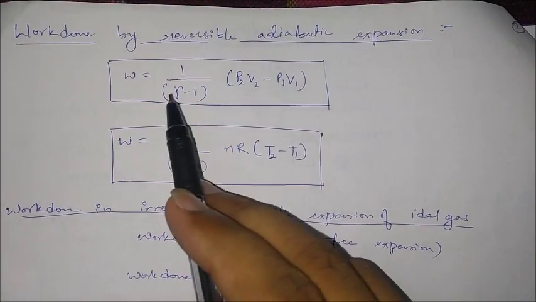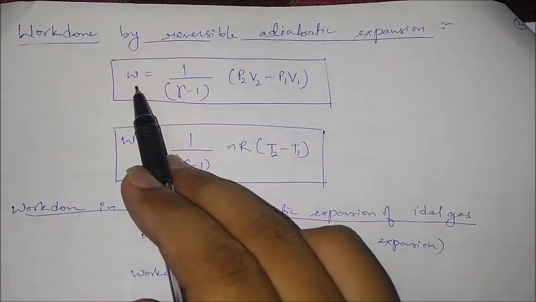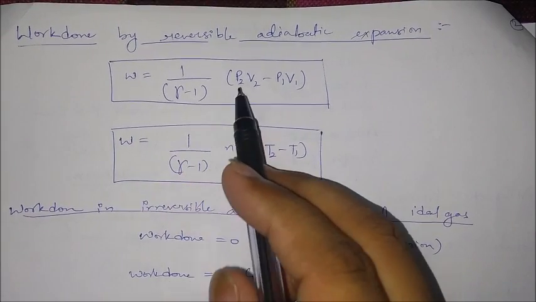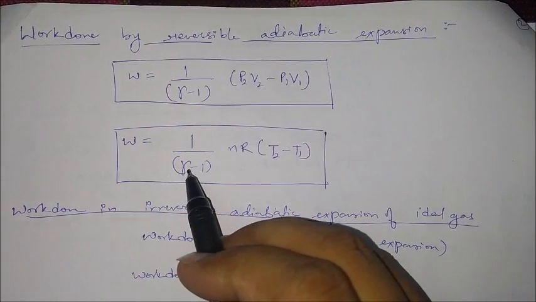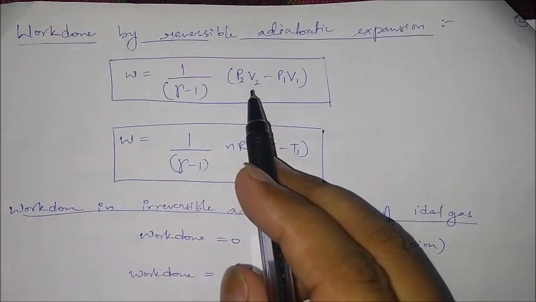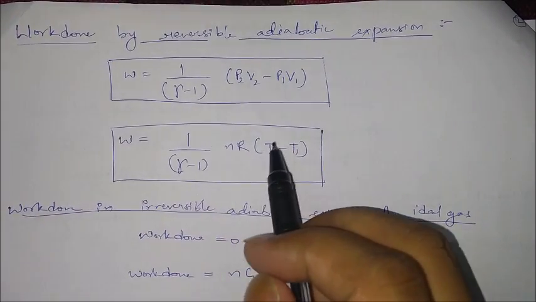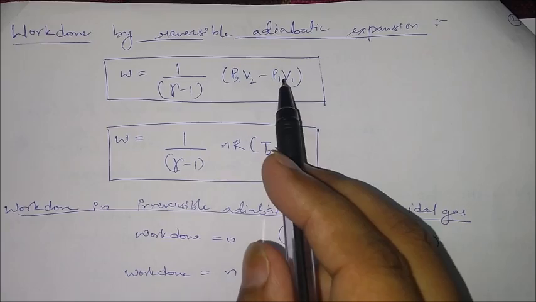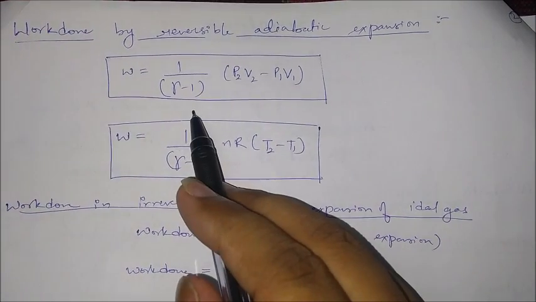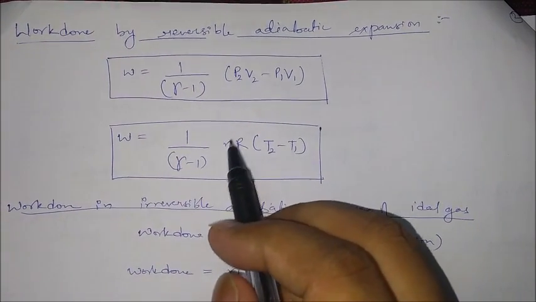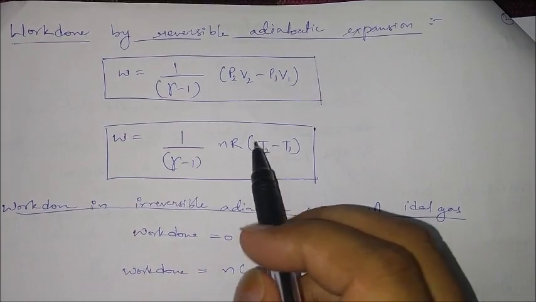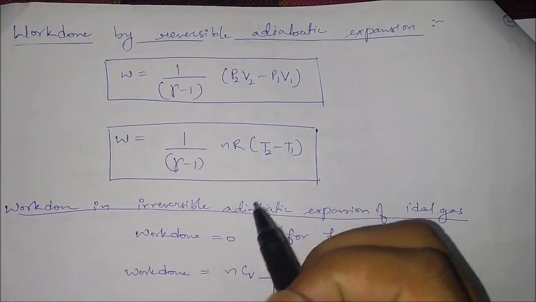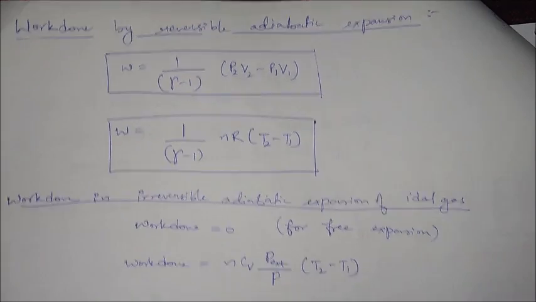Work done during reversible adiabatic process is W is equal to 1 by gamma minus 1 times P2 V2 minus P1 V1. Or W is equal to 1 upon gamma minus 1, and we have just replaced PV is equal to RT. So it will be RT2, and here you will get RT1. We have taken out nR for n moles, so we will get T2 minus T1. So 1 by gamma minus 1 nR into T2 minus T1. This is the work done by reversible adiabatic expansion.